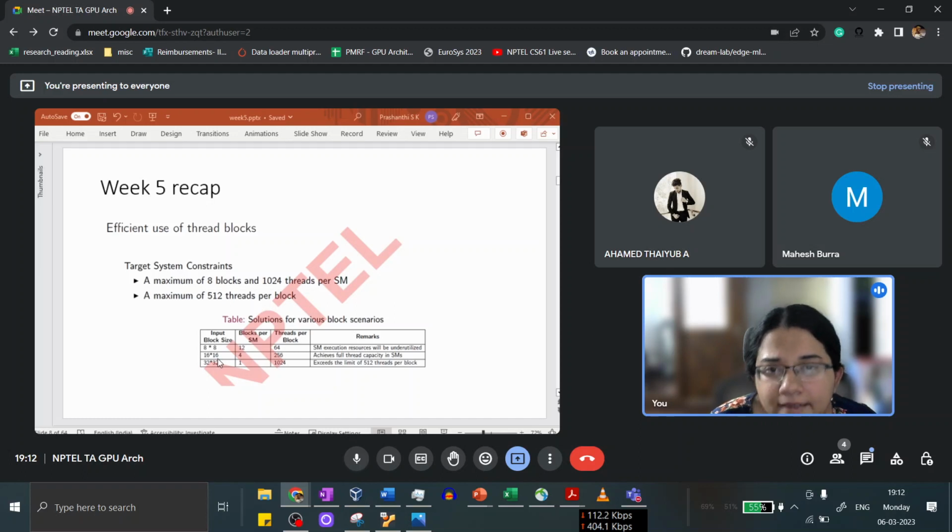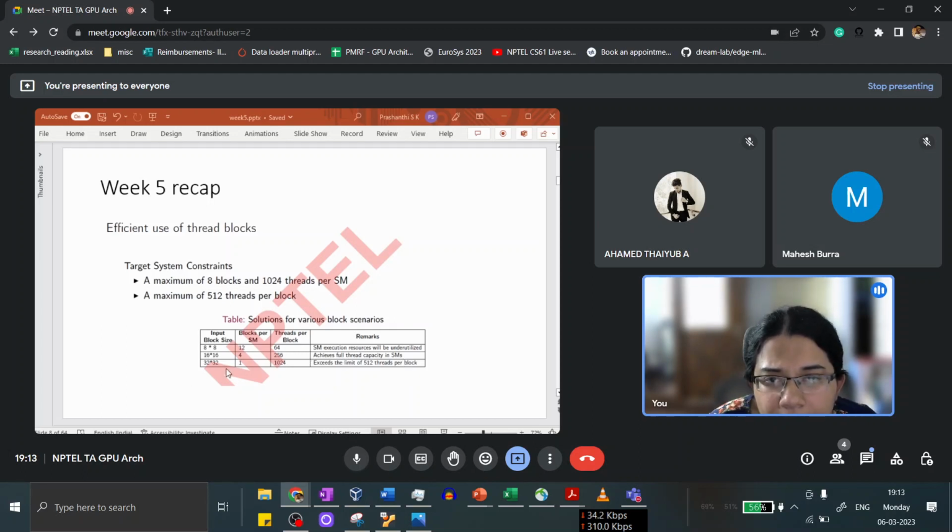Then in the second case, we have 16 cross 16 as the input block size, which means that your threads per block is 256. In this case, you have 4 blocks per SM, and that itself gives you the maximum. So you achieve the maximum thread capacity in your SM, and therefore there is no underutilization that we saw in the previous case. You achieve the maximum capacity of 1024, not 512, sorry. So you achieve your full thread capacity.